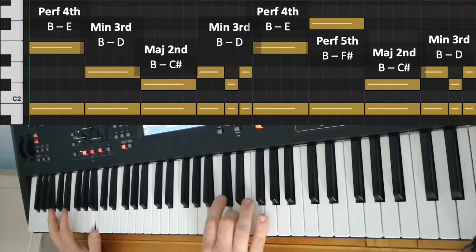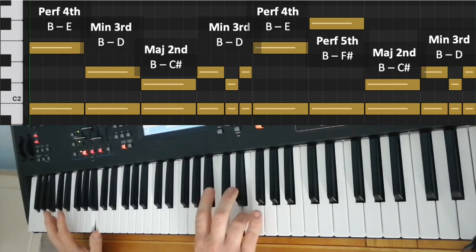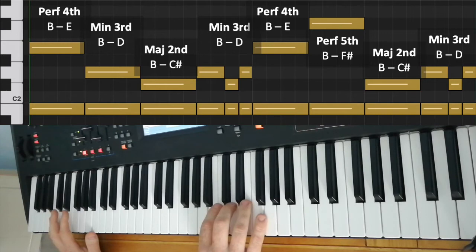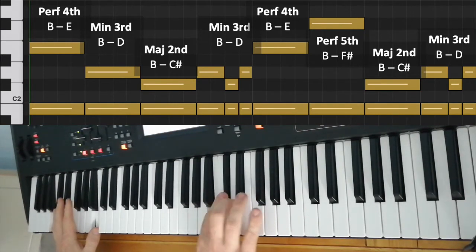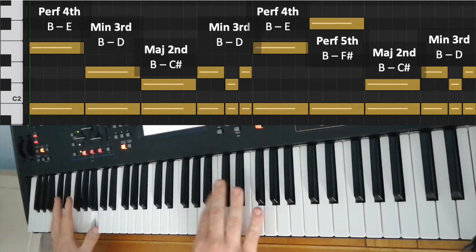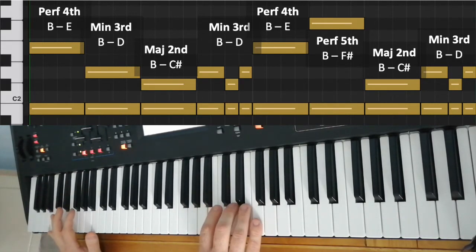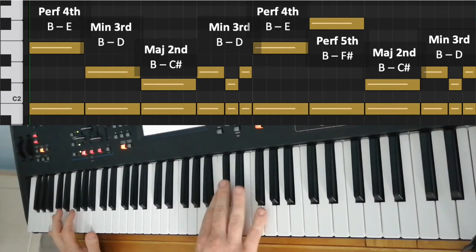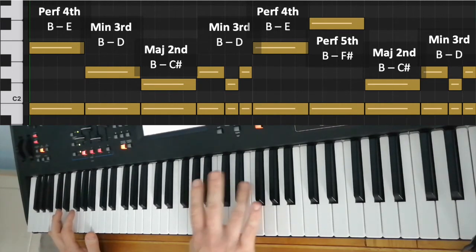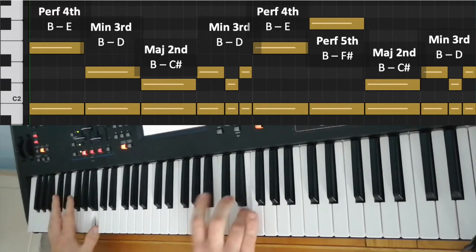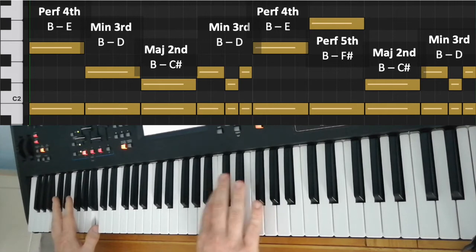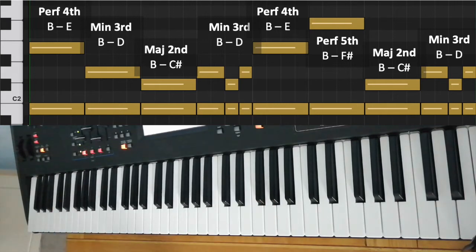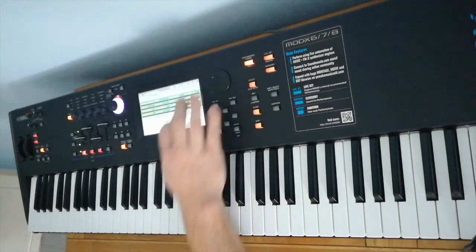Back to the minor third, fourth, and up to the fifth. Fourth, third, second, third, fourth, and then up to the fifth. So it's kind of going 4, 4, 4, 3, 3, 3, 2, 2, 2, 3, 3, 3, 4, 4, 4, 5, 5, 5, 2, 2, 3, 3, 3. Yeah, so that's what's going on with that.